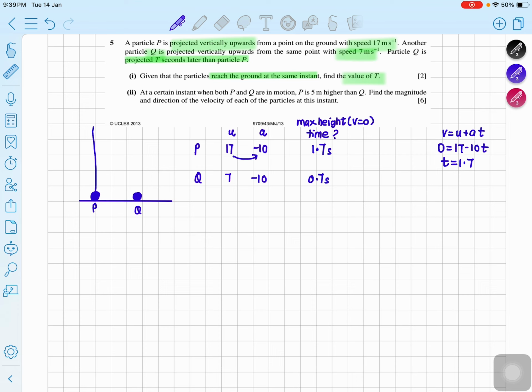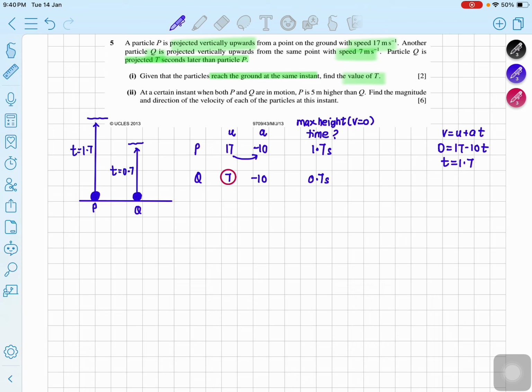So what is the meaning? It means this is going upward. Let's say this is the maximum height it is reaching and the time taken is 1.7. Whereas this one is also reaching its maximum height, but because it's projected with smaller speed 7, it might not travel as much as P. So the time here is 0.7.